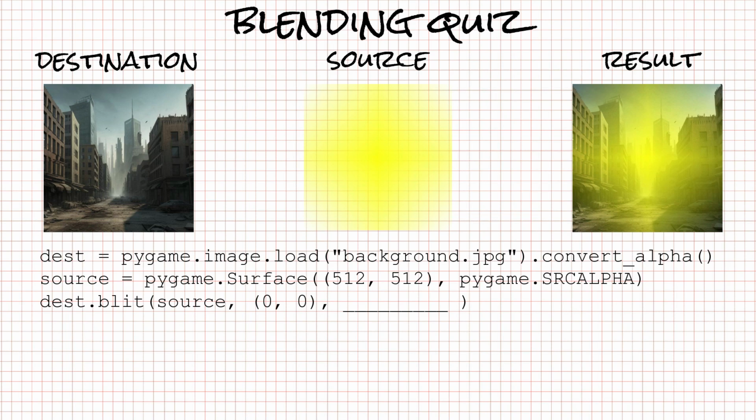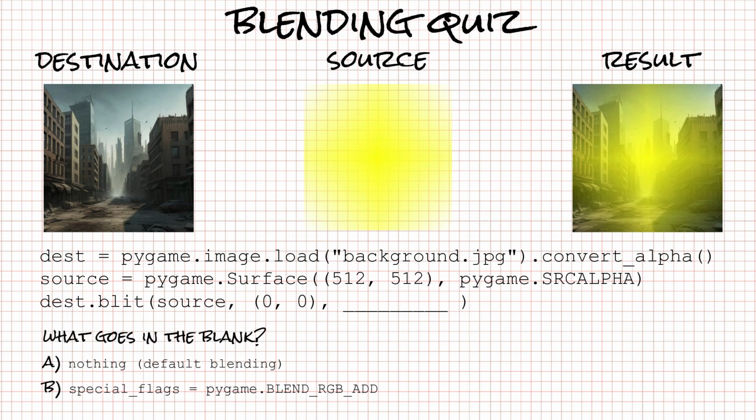The pygame.SRCALPHA flag was passed to the initializer, and then it was created to be all yellow pixels, but with full opacity in the center, fading out to complete transparency at the corners. And here's my results surface on the right, created with dest.blit(source, (0, 0), blank). In the results surface, we can see the background image through a yellow haze. What goes in the blank?